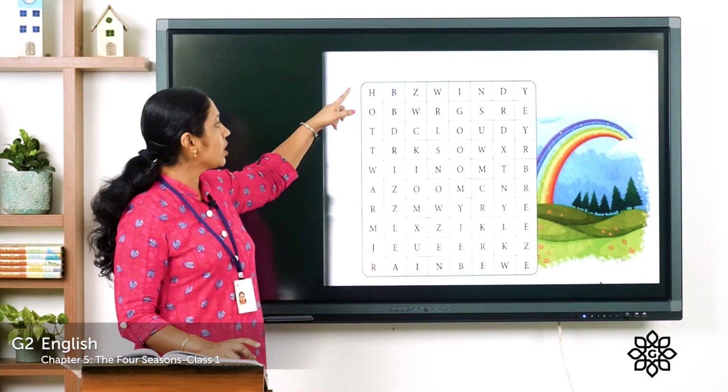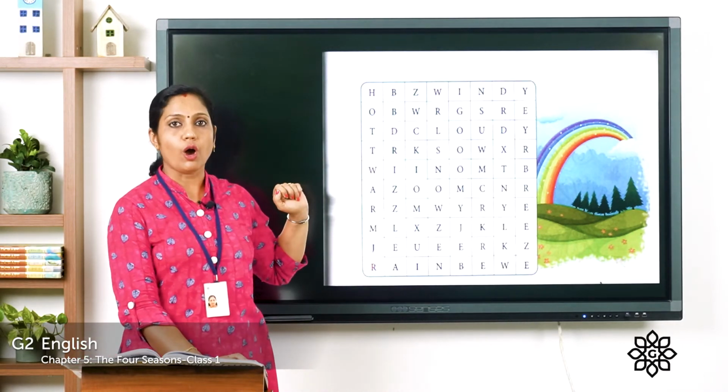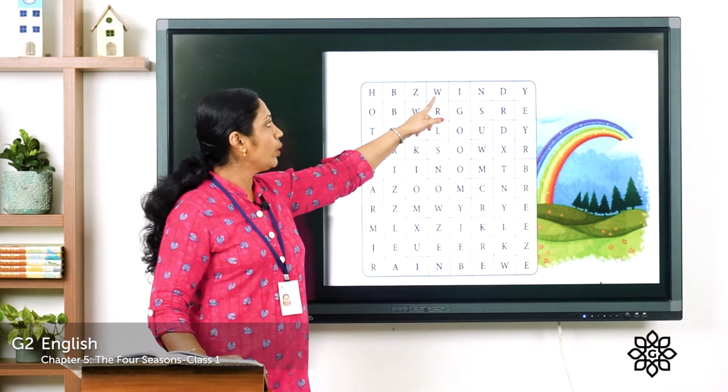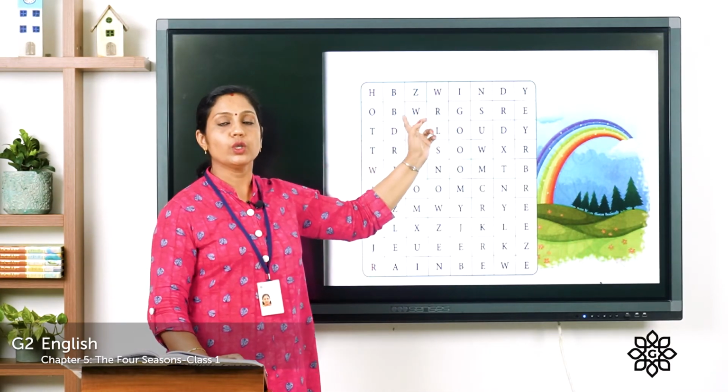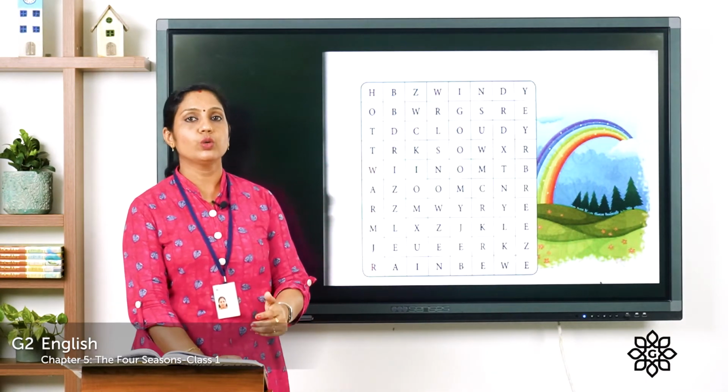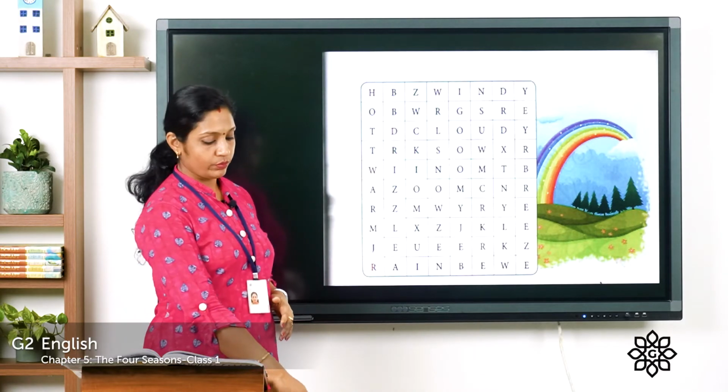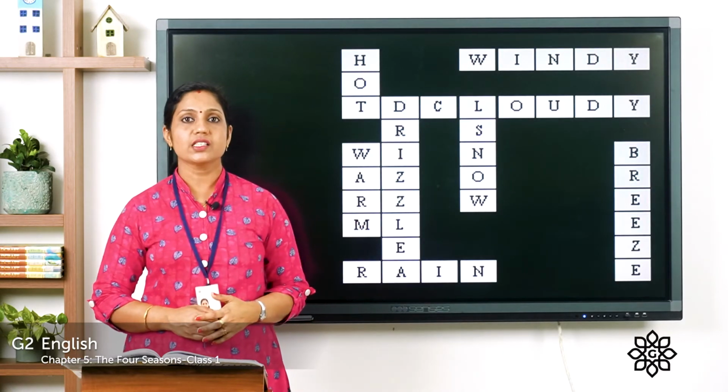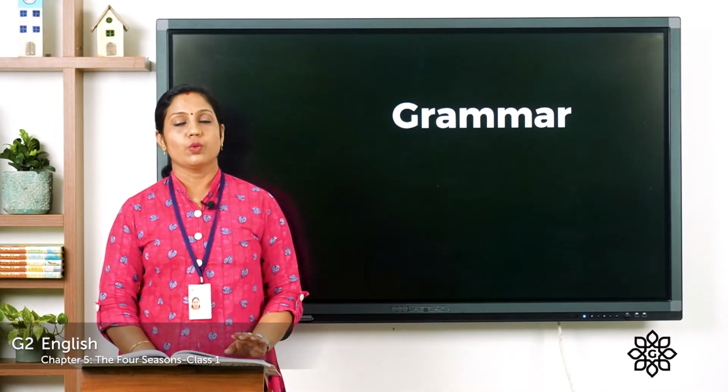For example, you can see H-O-T becomes hot. In the same way, W-I-N-D-Y. So find the word and circle it. So find those words that are given in the box. So these are the answers that are in the grid. Now let's move on to the grammar.